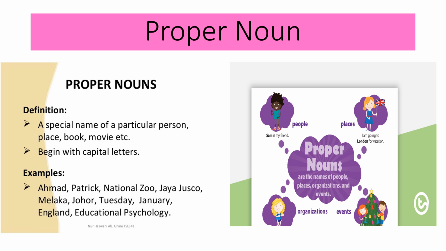Some examples. Let's see. Sam is my friend. I'm going to London for vacation. So these are a few example sentences you saw. Hope you all know what proper nouns are. All right.